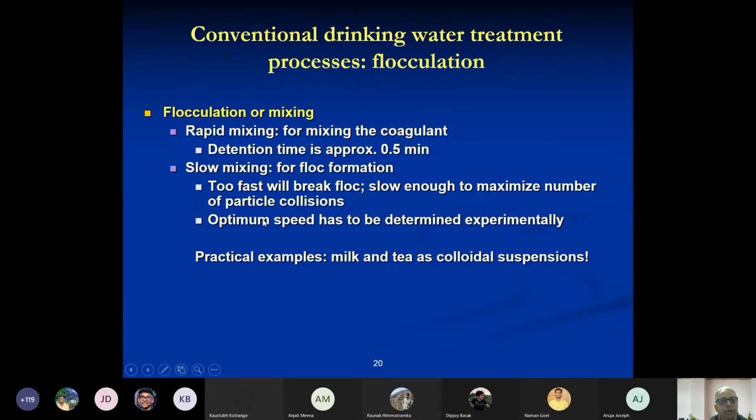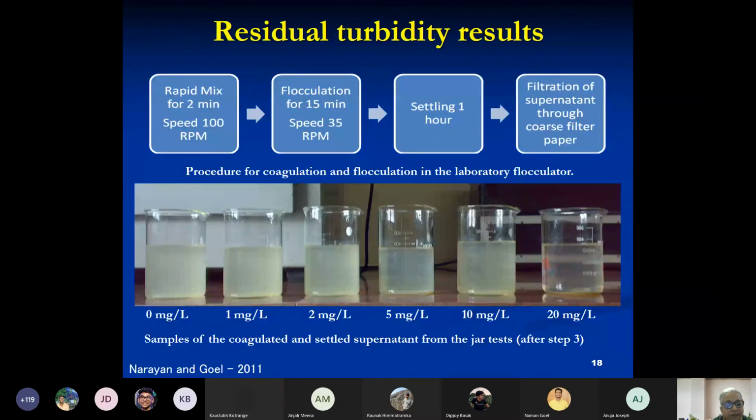So now two optima have to be determined. One is the coagulant dose and the second is the speed. But because it's kind of tedious to do these experiments, we generally make assumptions and we do our design based on these assumptions. So I'll come to that. Okay, let's take a little practical break.